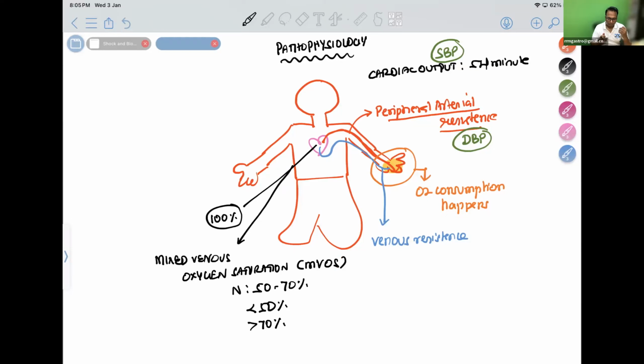The heart is beating, the blood is going to the peripheries through the arteries, oxygen is consumed in the peripheries, and the veins are bringing back the blood to the heart. And we will measure the MVOS, which is of the returning blood. So now I will tell you the two common types of shock. Please understand the first important shock I want you to remember.